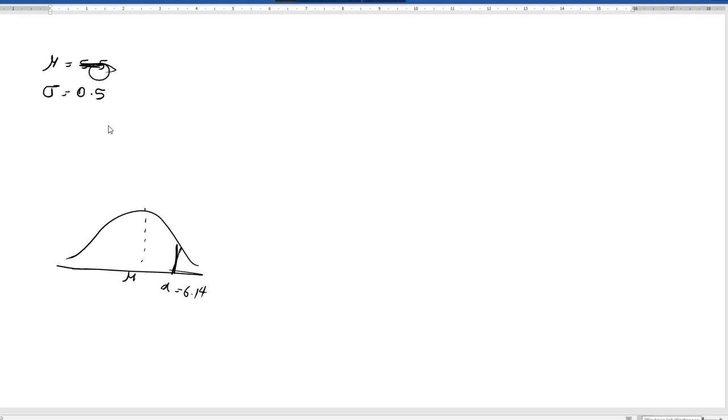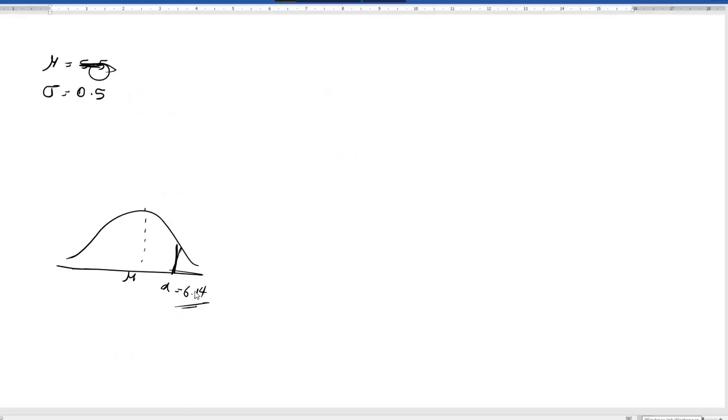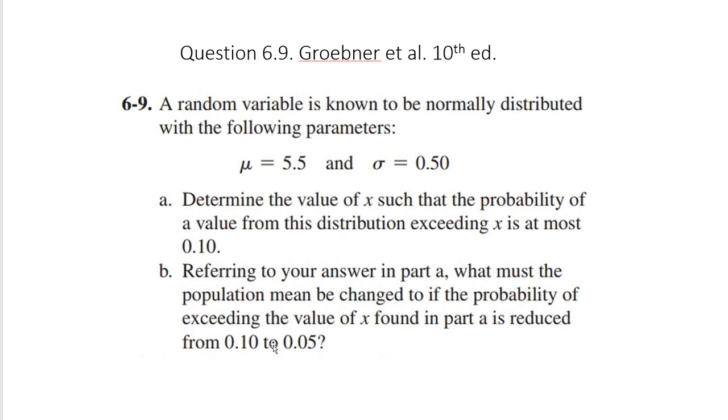Mu is not given. I found x in part A. It's telling you to keep x as it was. It says referring to your answer in part A. So we keep x as 6.14. Sigma is not changed, so it remains the same. Now, what has changed is the probability. Probability is no longer 10%, it's 5%.